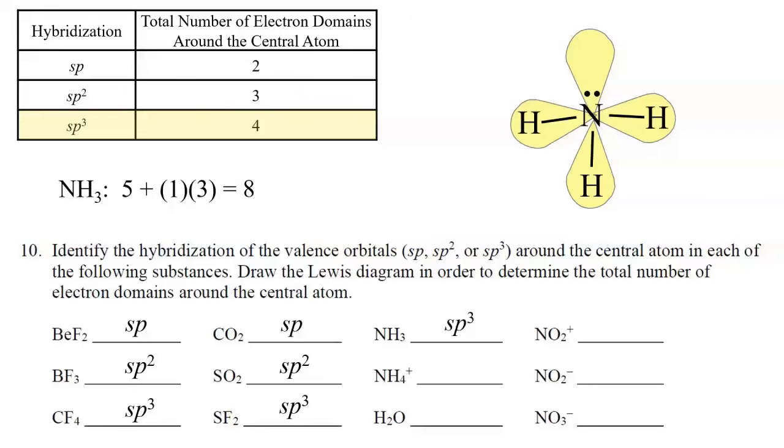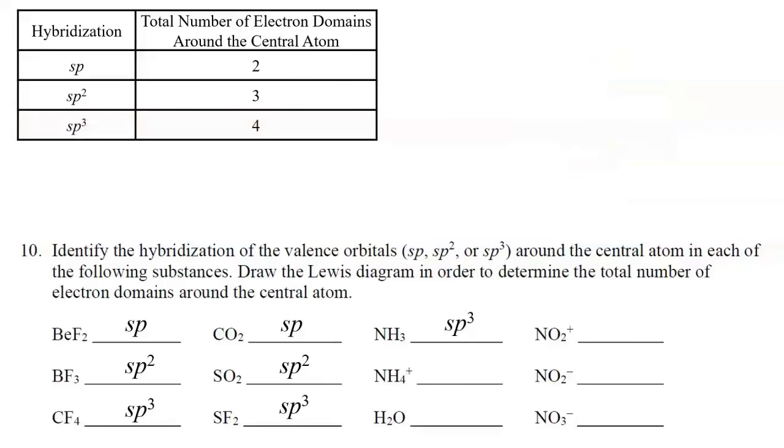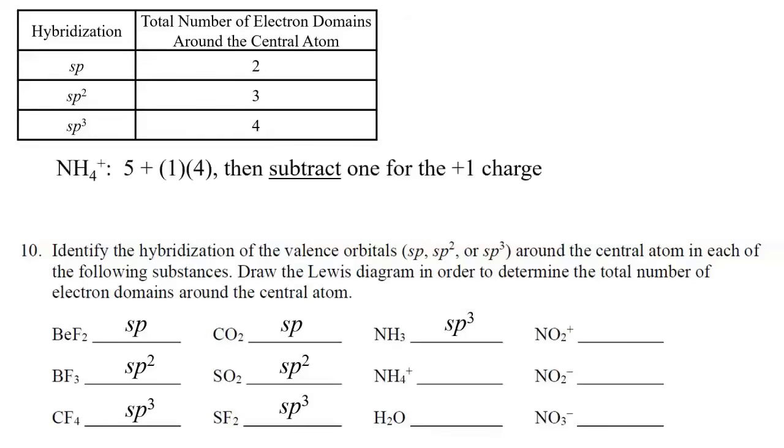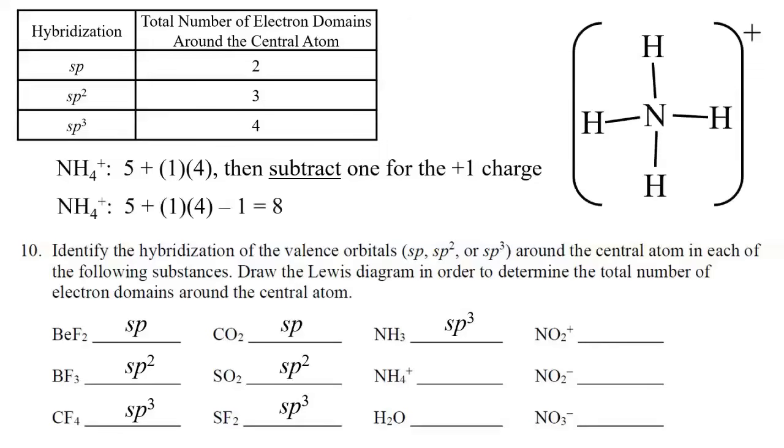Now we go from ammonia, the molecule, to ammonium, the polyatomic ion. There's going to be a total of 5 valence electrons, plus 4 for the 4 hydrogens, but then you subtract 1 for the positive charge. So that's going to be a total of 8 valence electrons. Clearly, we have 4 electron domains around the central atom. So this is also sp3 hybridization.